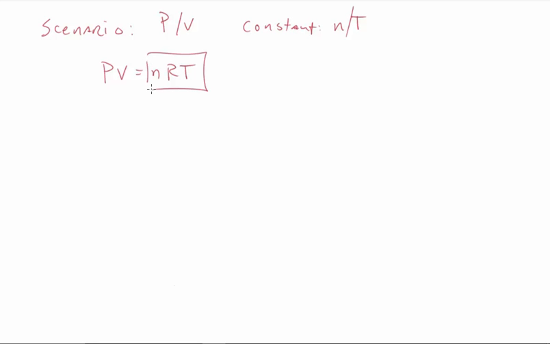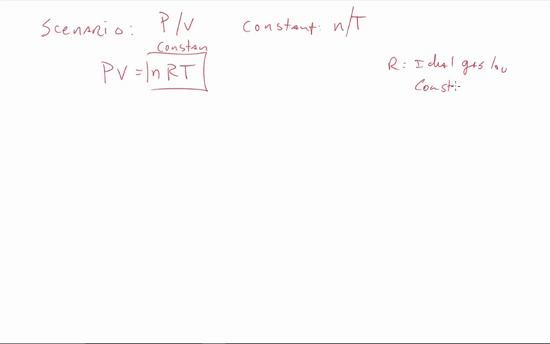Scenario one: we're going to look at the pressure-volume relationship, and we are going to hold the number of moles and temperature constant. In this particular case, I'm going to give you an equation. This is the ideal gas law equation, PV = nRT. What I want you to understand is that if I hold moles and temperature constant, then this side of the equation is a constant. R is equal to the ideal gas law constant.